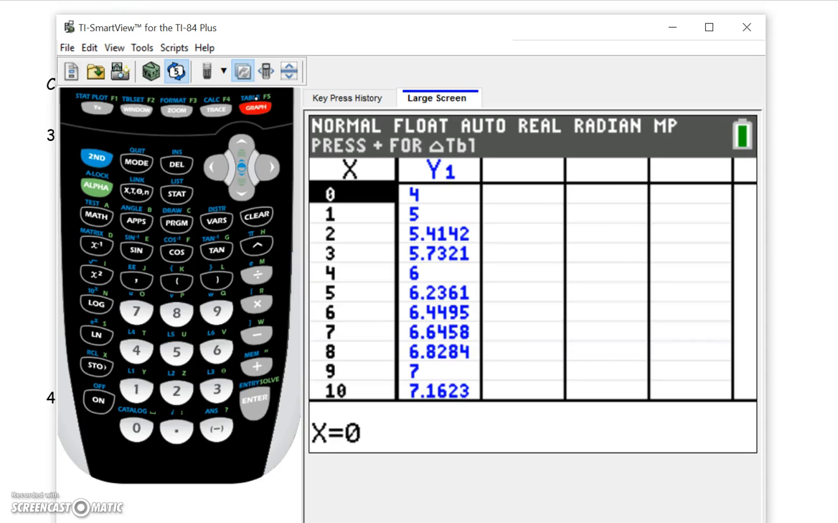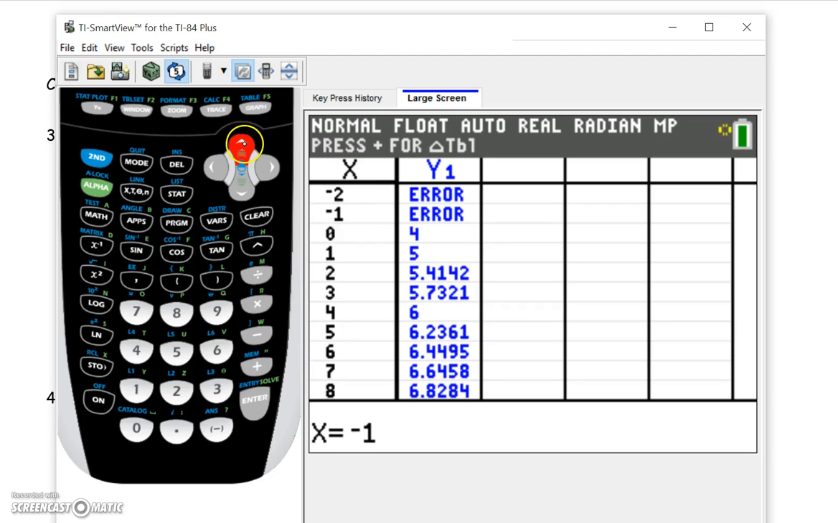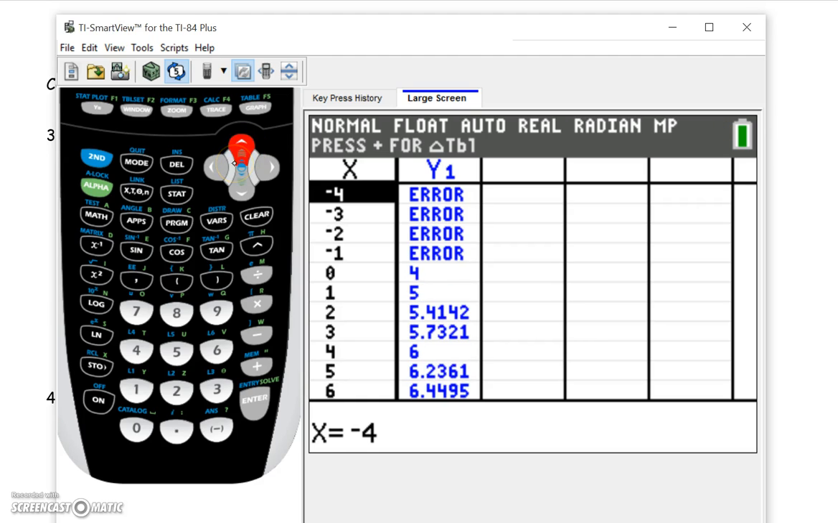And this brings us to our table of values. The calculator is telling us that for an input of 0, the output is 4. For an input of 1, the output is 5. For an input of 2, the output is 5.4142, and so on and so forth. We can use the arrow keys to scroll up and down through the list to see whatever values we'd like. You'll notice that values smaller than 0 give an error, which means that these particular input values are not allowed for this function. In other words, they're outside of the domain.